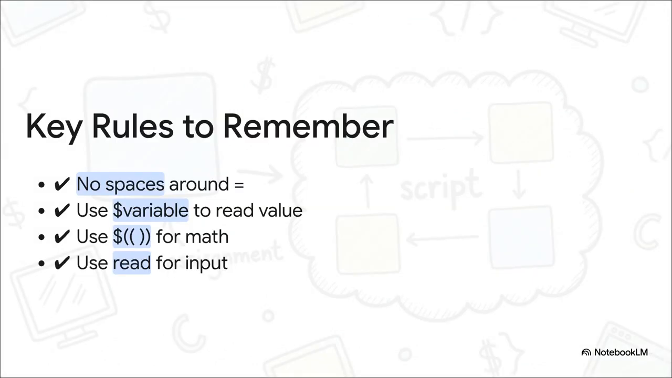All right, let's do a quick-fire recap of the absolute must-know rules. Number 1, and please don't forget this one, no spaces around the equal sign when you assign a value. Number 2, always use a $ sign to read what's inside a variable. Number 3, for any math, you gotta use that special $(( )) syntax. And finally, number 4, use the read command when you need to get input from your user. If you can master these 4 rules, you have mastered the fundamentals of Bash variables.